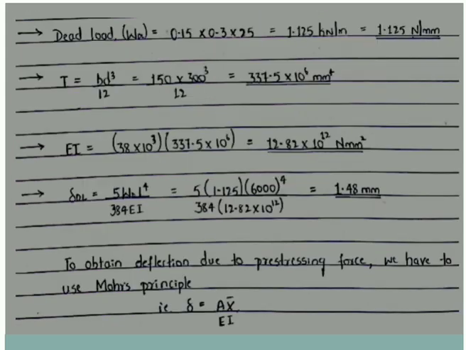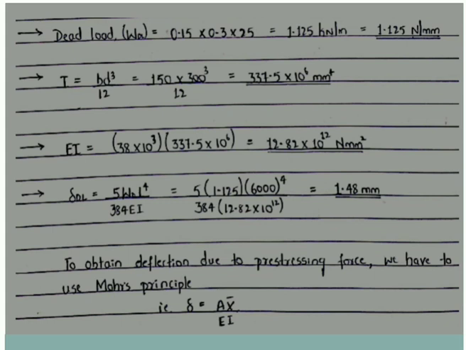So next, let us obtain the dead load, which is very easy. Area of the beam into the density. In this case, density is given as 25, so we are using it. We get the dead load as 1.125 Newton per mm. Next, I value, bd cube by 12. These all are the basics. Let us find the EI value, which we can use directly for the calculation. E multiplied by I.